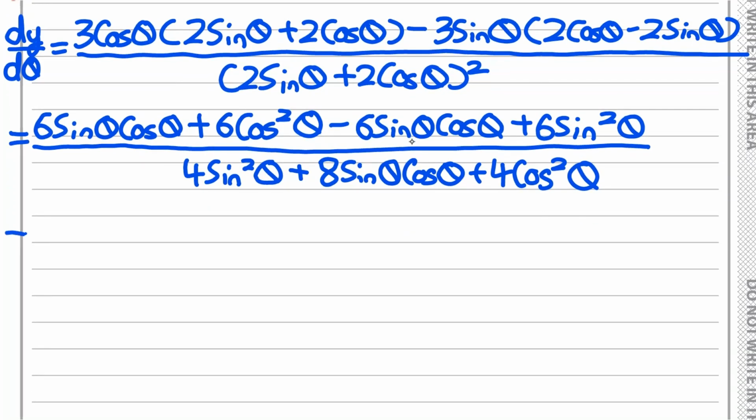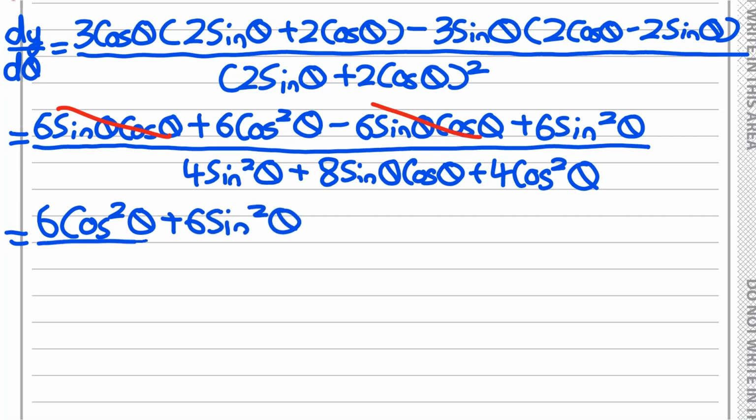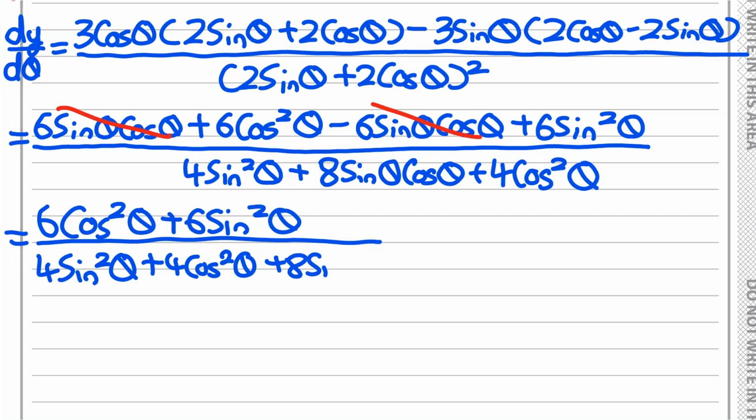Okay, so we can do some simplifying on this. Firstly, here we have 6 sin theta cos theta minus 6 sin theta cos theta, so this and this will cancel out. So in the numerator we're just going to be left with 6 cos squared theta plus 6 sin squared theta. Then in the denominator, I'm going to rewrite this slightly. I'm going to rewrite this as 4 sin squared theta, and I'm going to bring this 4 cos squared theta here, so it's going to be 4 cos squared theta plus 8 sin theta cos theta.